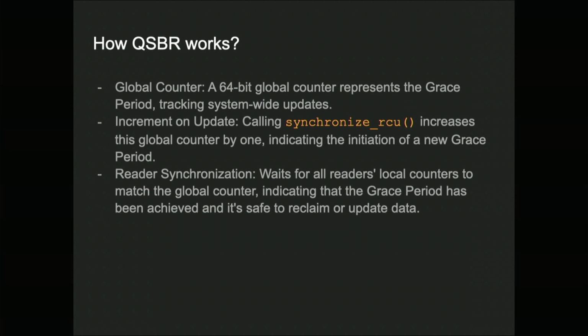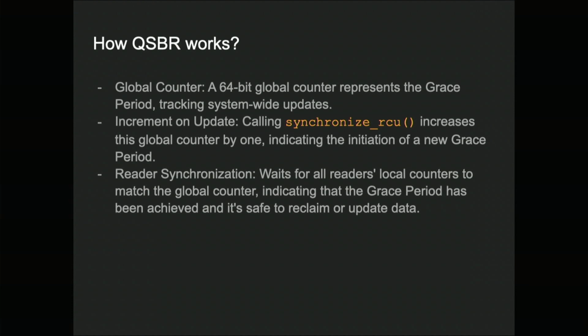So, how does it work? It maintains a global counter that tracks updates across the whole process. Once the writer updates data, it calls the synchronize_rcu function and waits for a condition to be met. The implementation of this function is crucial. First, it increases the global counter by 1, indicating the new grace period has started.